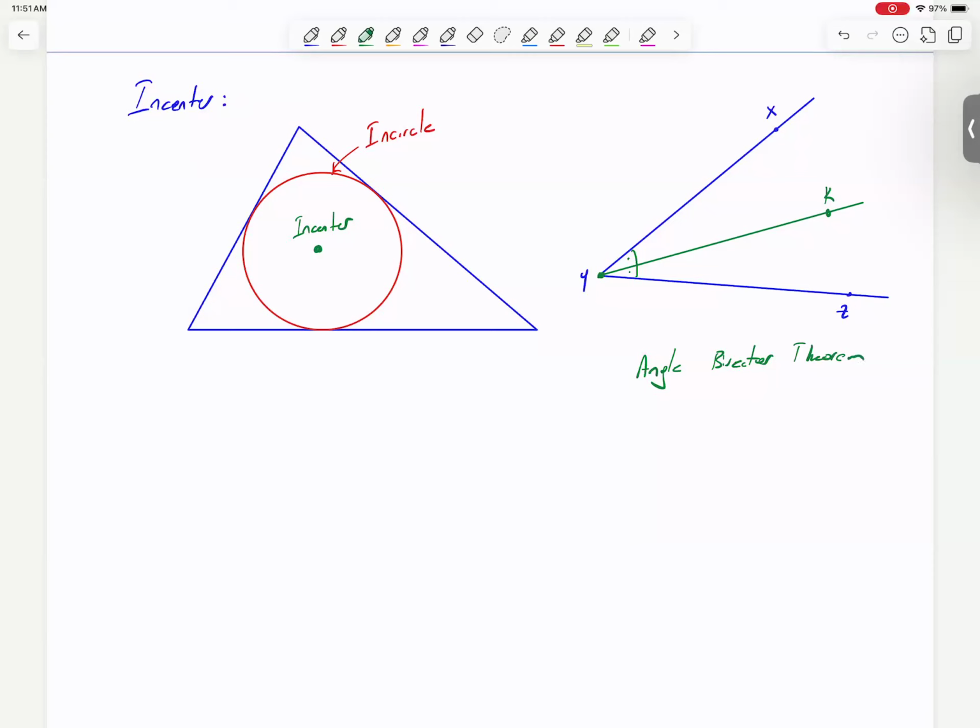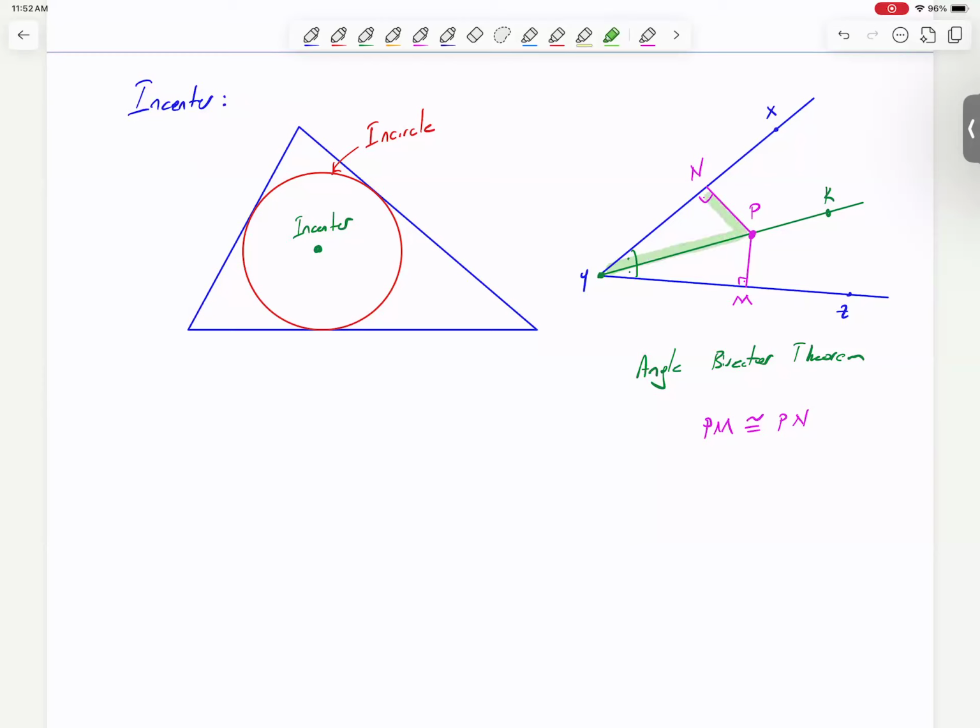whenever we pick a point P on this angle bisector, and we draw the perpendicular distance to the rays of the angle, let's say PM is perpendicular to YZ, and PN is perpendicular to YX, the angle bisector theorem guarantees that PM must be congruent to PN. Why is that? We can explain using triangle congruency.